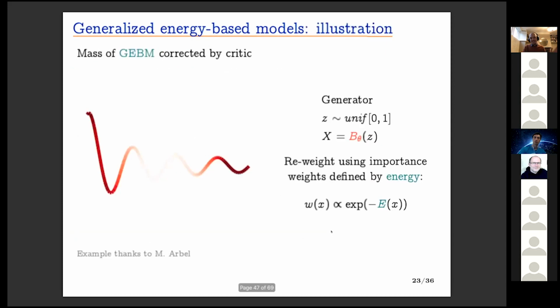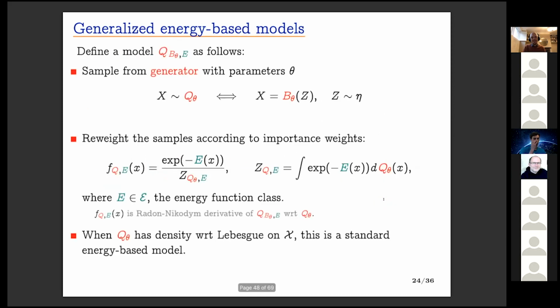Okay, so I've said, but I haven't yet explained, that the energy function is going to be given to me by my critic. Let's see a little bit why that is. First of all, I need to express in mathematics what I expressed verbally in the last couple of slides, which is how does one define a generalized energy-based model? A generalized energy-based model combines a generator, which places mass, and an energy function, which reweights, or importance weights, that mass. So Q, my model, has two things: generator G theta, and energy function E, the importance weighting function.